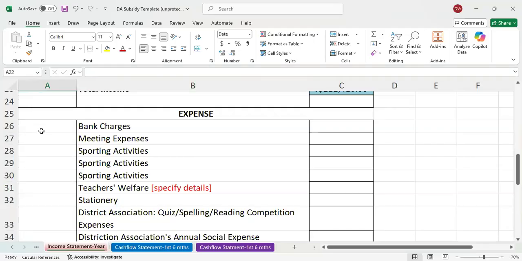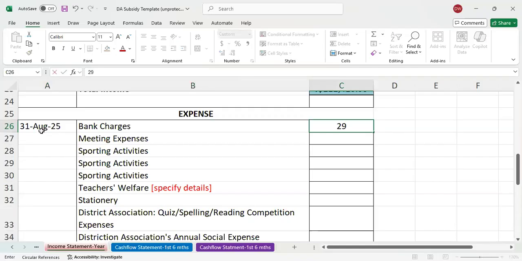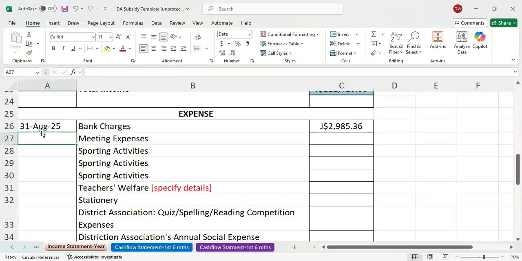On the 31st of August, the DA would have seen $2,985.36 in bank charges on their bank statement. So that has to be entered. Now, what we have to pay attention to is that bank statements are generated monthly, and based on the activity in the account, you will have to tally the total bank charges to enter into the spreadsheet.